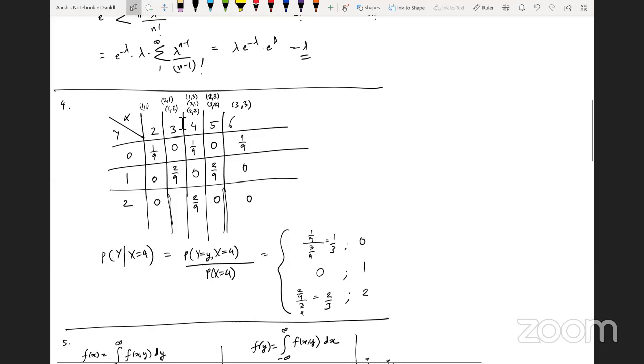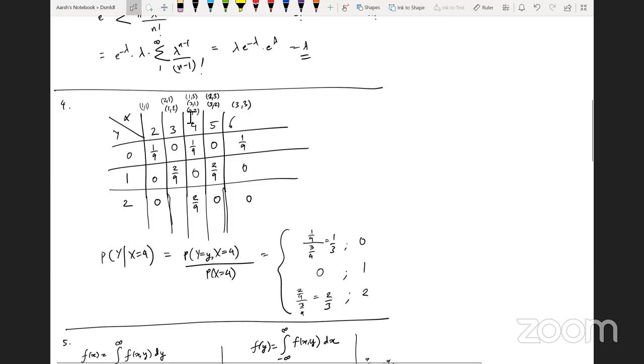Similarly, the question asks for x equals 4. So if you consider x equals 4, we have (1,3), (3,1), and (2,2). These are the possible outcomes which give you sum 4. For (1,3) and (3,1), we have absolute difference 2. So these are two outcomes, and we have the probability 2 by 9. And for (2,2), the absolute difference is 0. So we have one outcome, and that corresponds to probability 1 by 9.